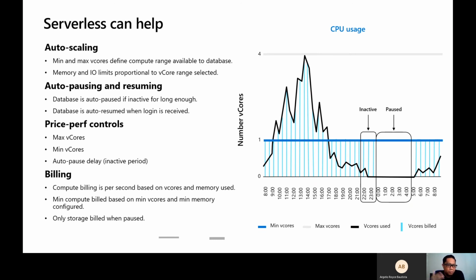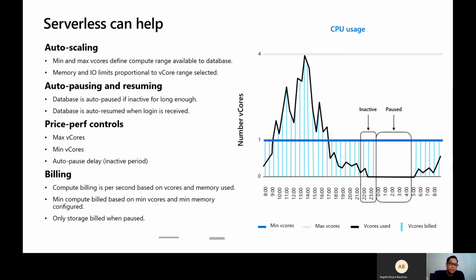Nobody's using it anymore. There's no more transaction coming in, no more logins coming in. So it will start the count. Because of the auto pause delay, the lowest you can set the pause is for an hour. So once it reaches an hour, it will turn off your database. It will pause your database. And during the pause period, you're not charged for any compute. So unlike provision compute wherein the charge is continuous, here your database can be paused when it's really not in use, and you're not charged for the compute. You only pay for the storage for your database.